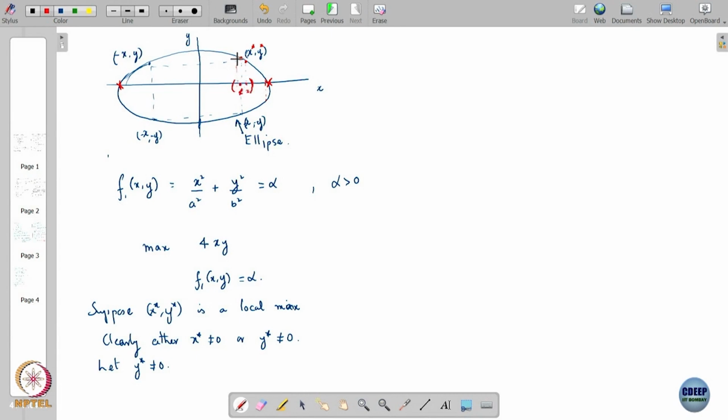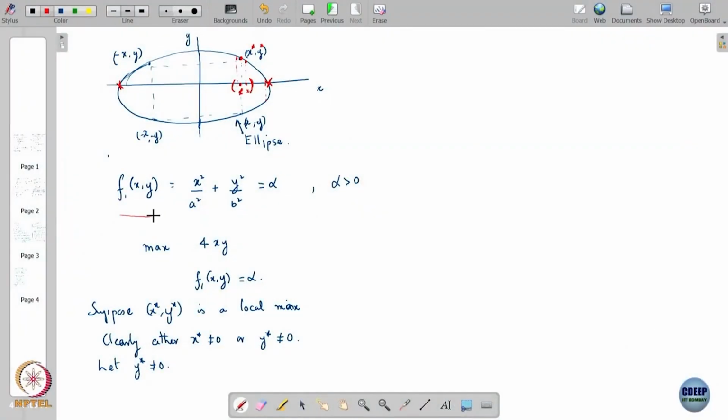In the neighborhood of x star, every x maps to a different and unique y, right? Which means that if I give you an x, I can solve through the equations of the ellipse for what the value of y should be.